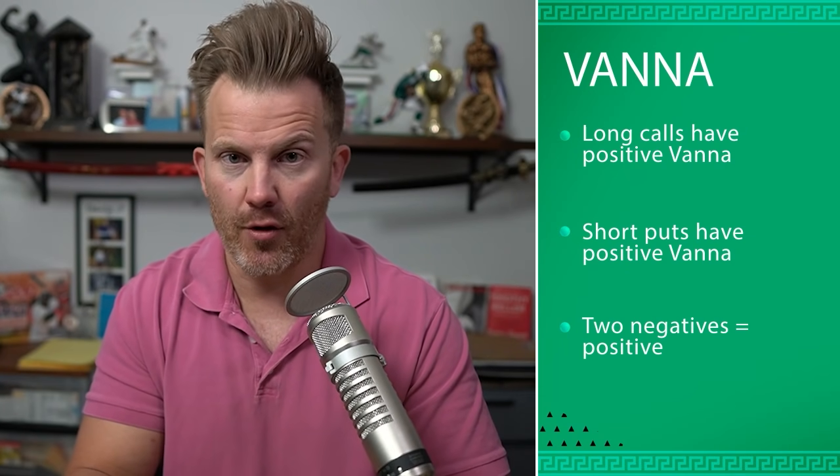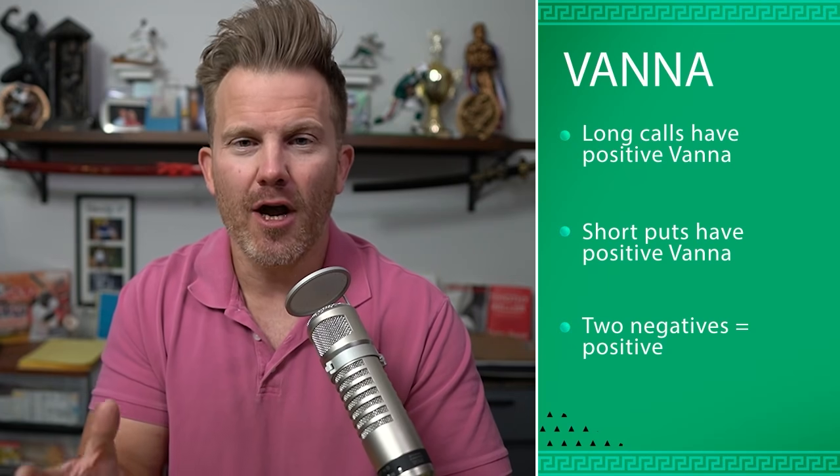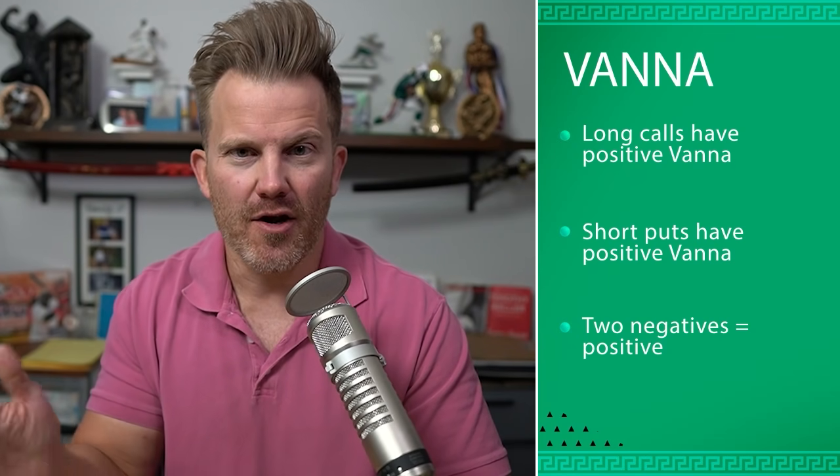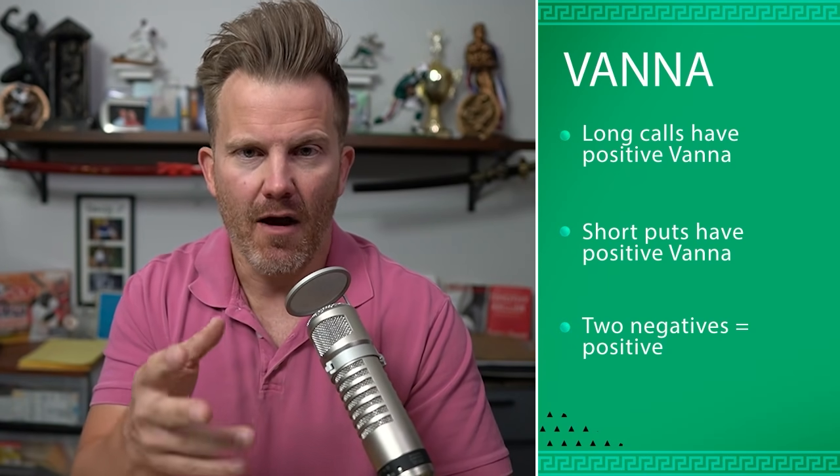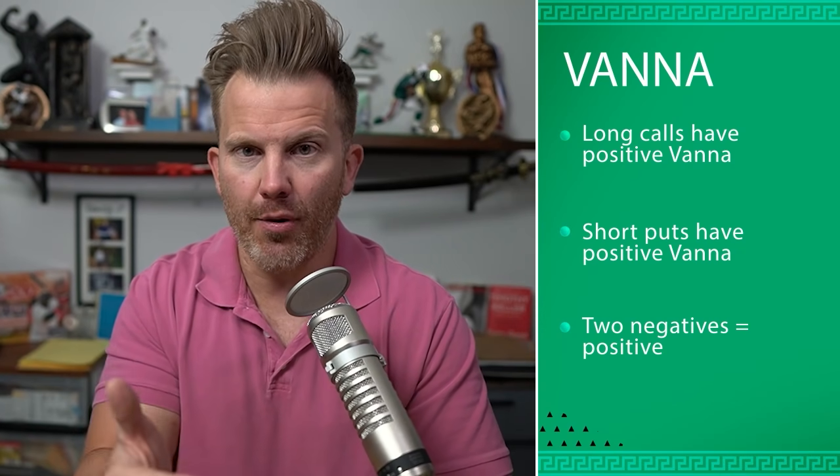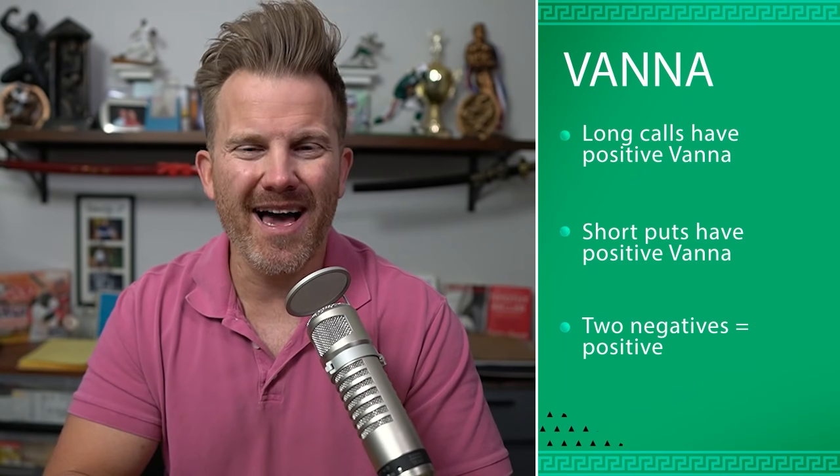Puts naturally have negative Vega. But if you step in and sell that put, then you become positive Vega. The way this works is the same way it works when you multiply two negative numbers together: it brings you back to a positive number. So you take a naturally negative Vega put and you sell that put, and you actually end up with positive Vega. So now that we know that short puts are long Vega, here's how this impacts returns.